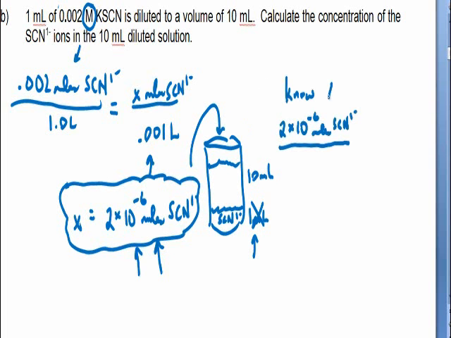What we now know is that we have 2 times 10 to the negative 6 moles of thiocyanate and it's present in 10 milliliters, which is the same as 0.010 liters. If we know we have that many moles in 0.010 liters, we can solve for X moles that would be present when we have 1 liter of solution. Once we have this in terms of how many moles there are per 1 liter, that would be our molarity, or our concentration of the ions.